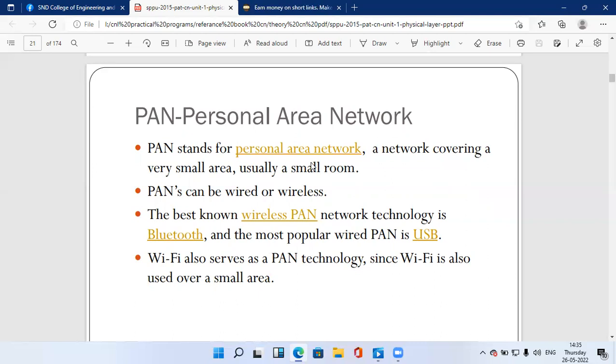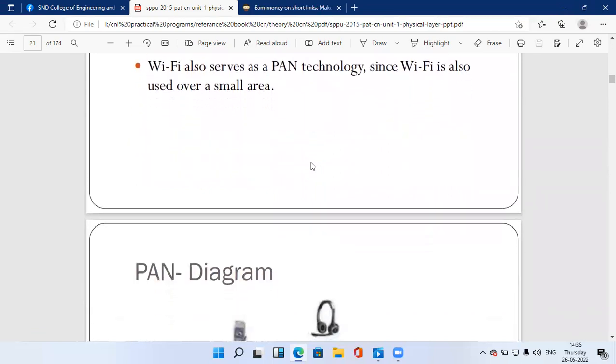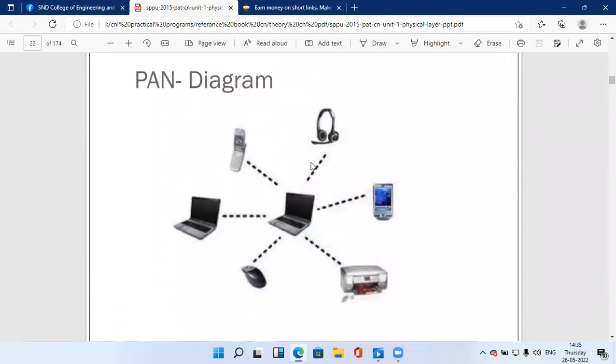Wi-Fi also serves as a PAN technology, since Wi-Fi is also used over a small area network. Using Bluetooth and Wi-Fi, we share small files and big files over a small network, a small area. After that, this is the best example of your PAN diagram.